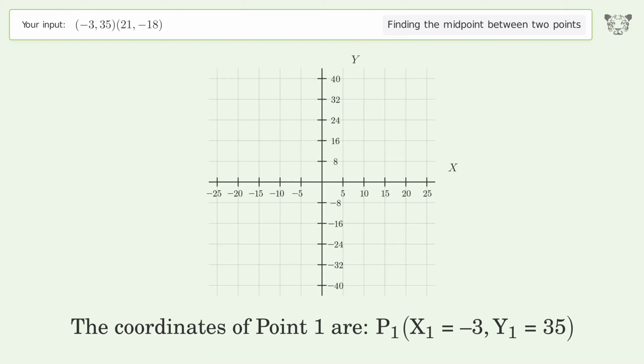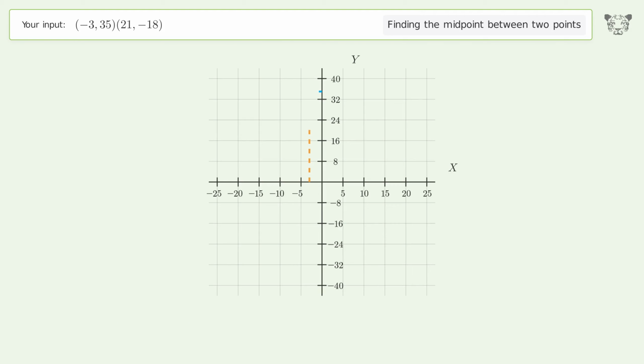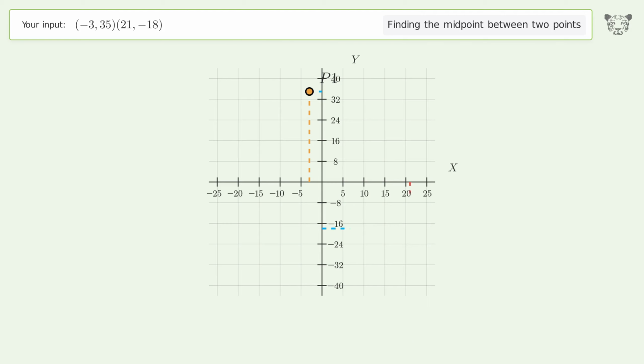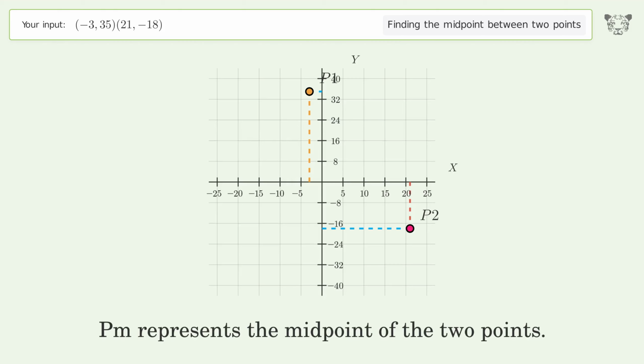The coordinates of point 1 are, x1 equals -3, y1 equals 35. The coordinates of point 2 are, x2 equals 21, y2 equals -18. PM represents the midpoint of the 2 points.